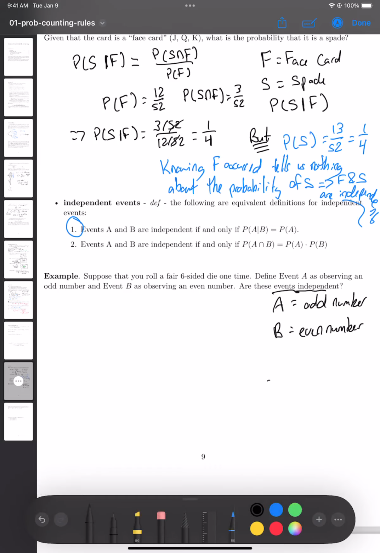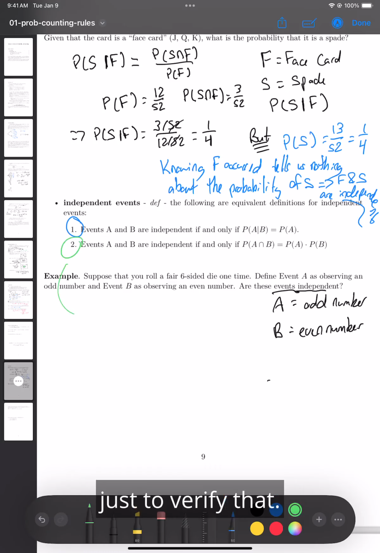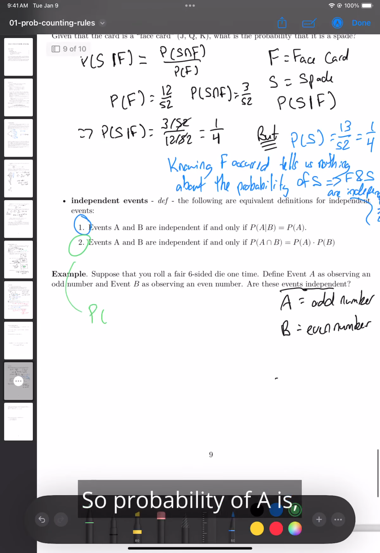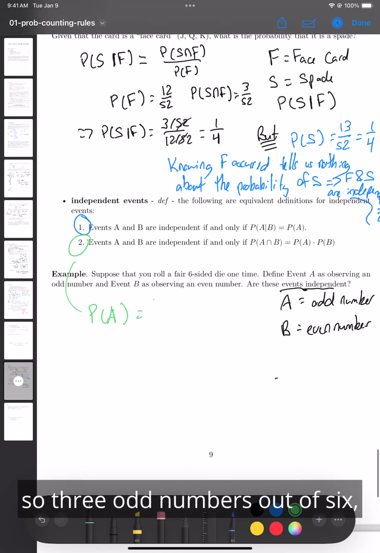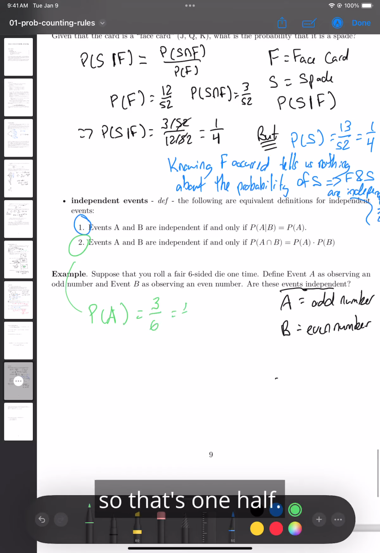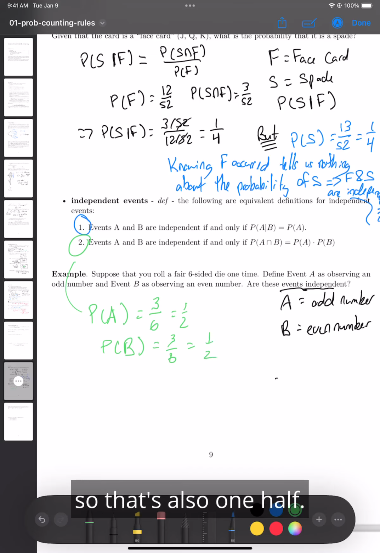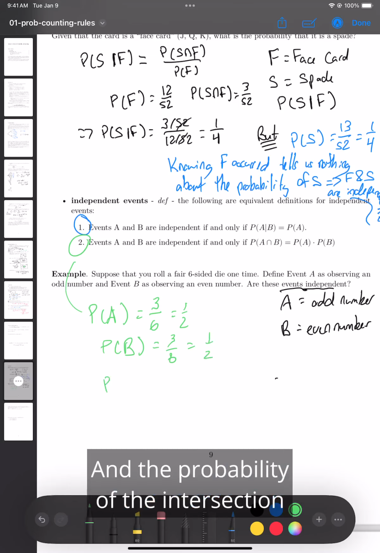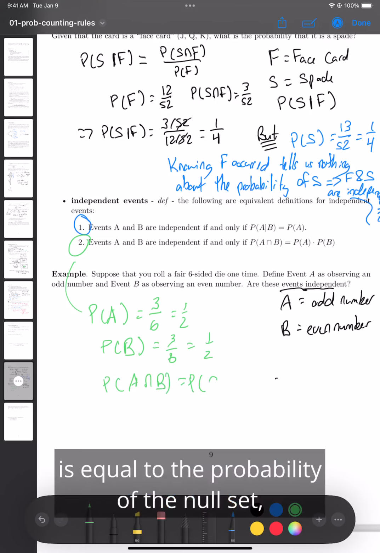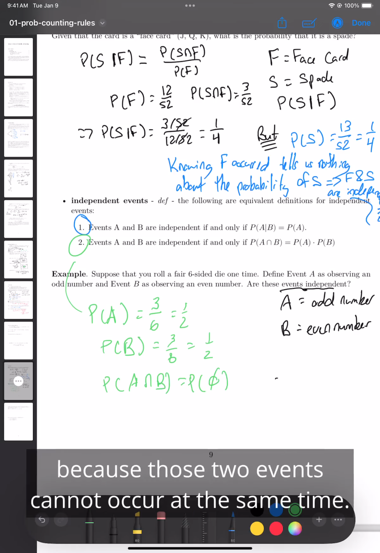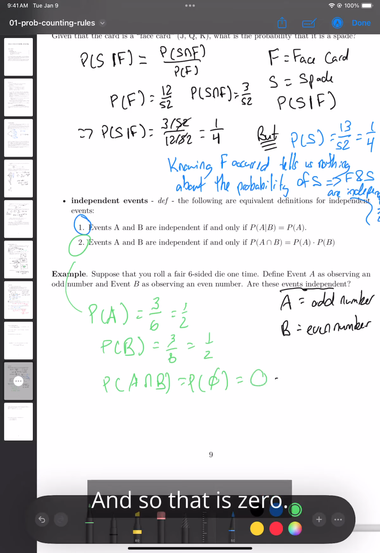But we will use the second little rule here just to verify that. So probability of A is, so 3 odd numbers out of 6, so that's 1/2. Probability of B is 3 even numbers out of the 6 possible rolls, so that's also 1/2. And the probability of the intersection is equal to the probability of the null set, because those two events cannot occur at the same time. And so that is 0.